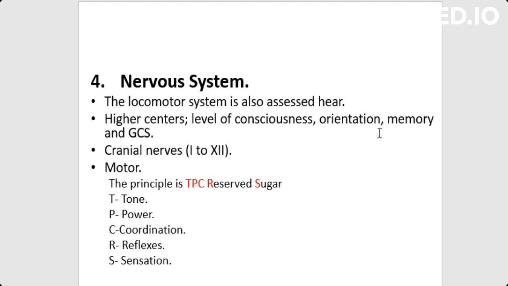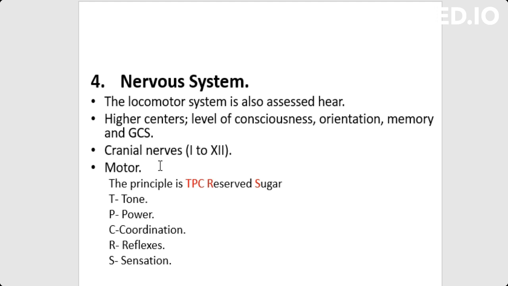Is the patient oriented to the surroundings? Is the patient oriented to person, place, and time? And without forgetting memory, the long-term memory and the short-term memory. And lastly is the Glasgow Coma Scale. Normal is 15 over 15. Glasgow Coma Scale, you need to assess.